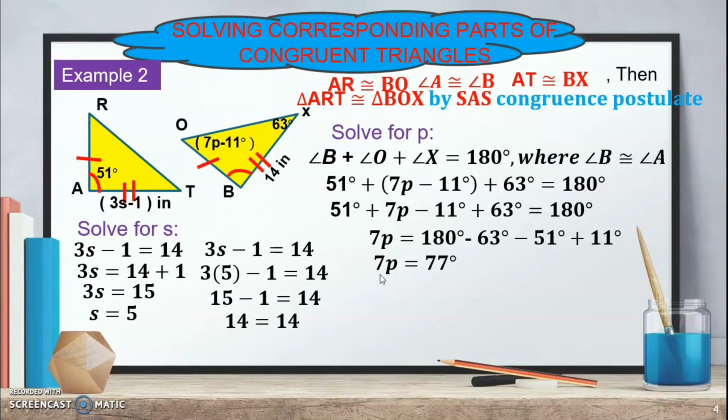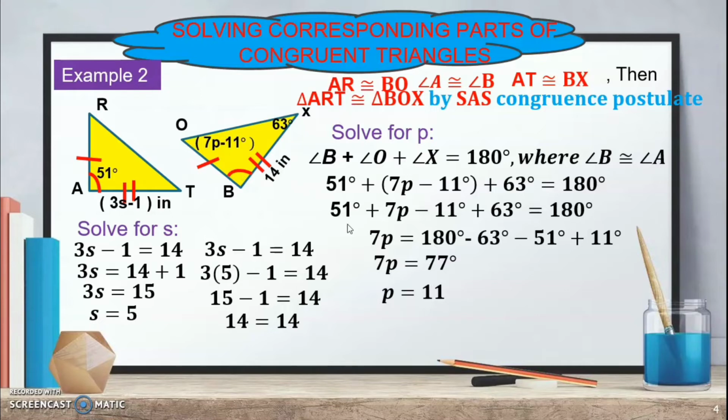So, by division property of equality, i-divide natin siya in both side by 7. So, ang natitira is 7P divided by 7 is equal to P. Then, 77 divided by 7 is equal to 11. So, P is equal to 11. So, ang value ng P natin dito is 11.